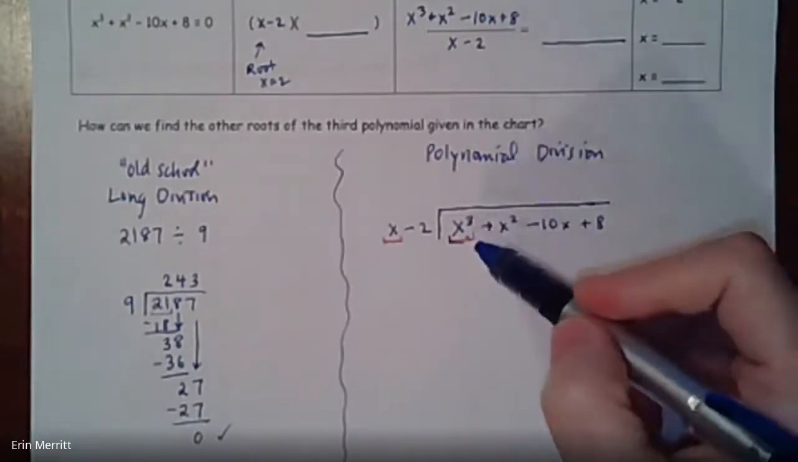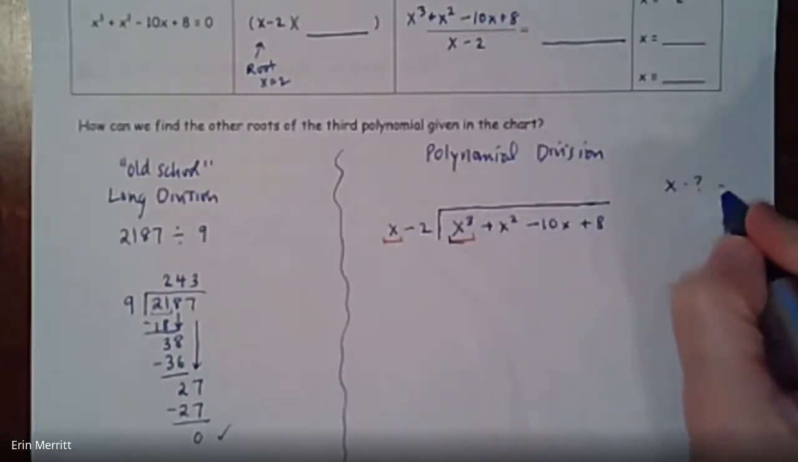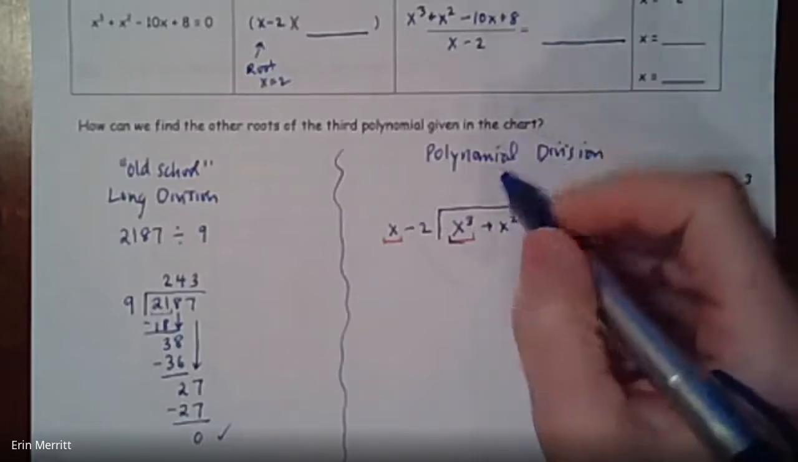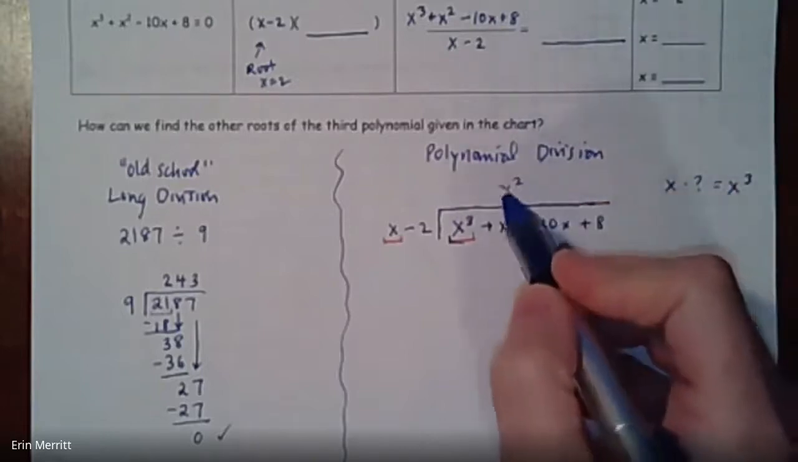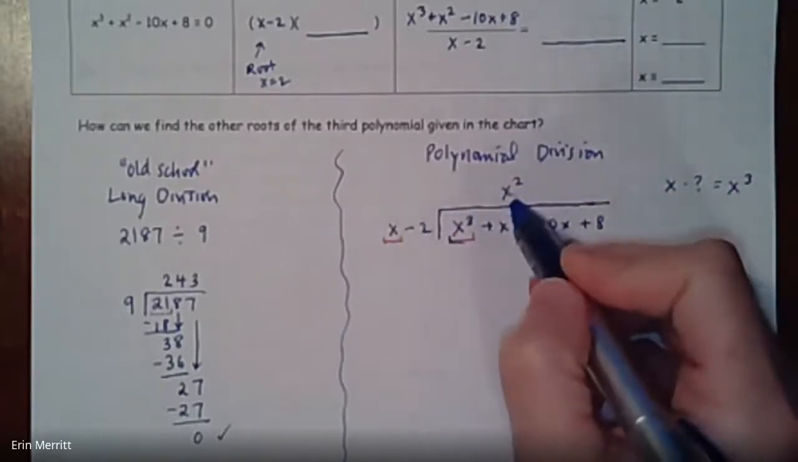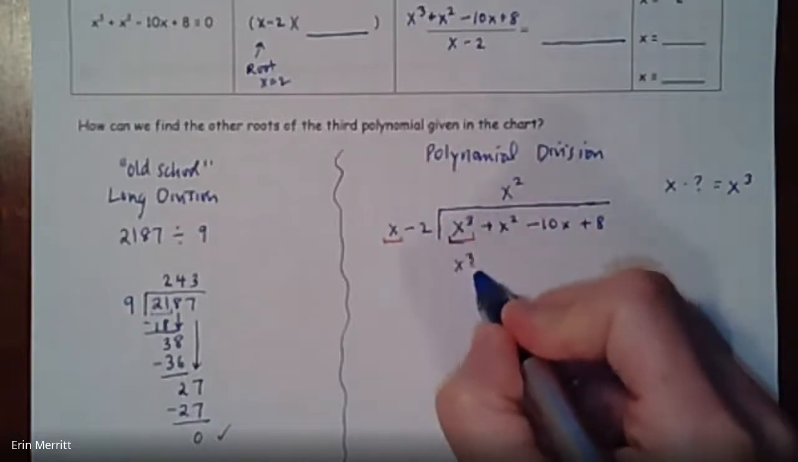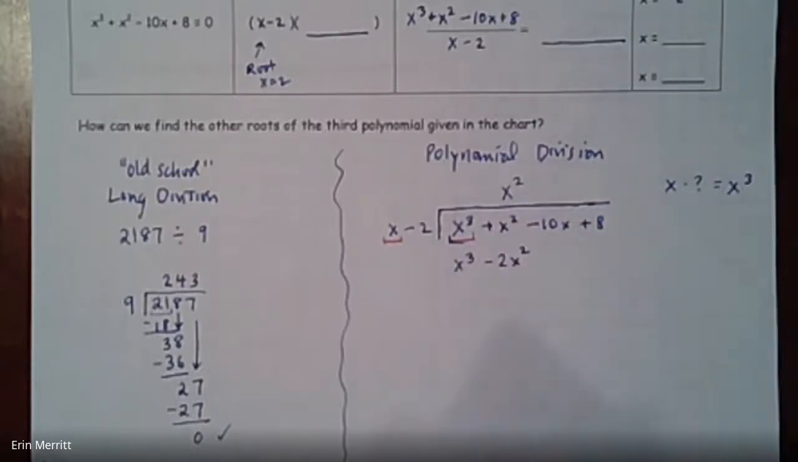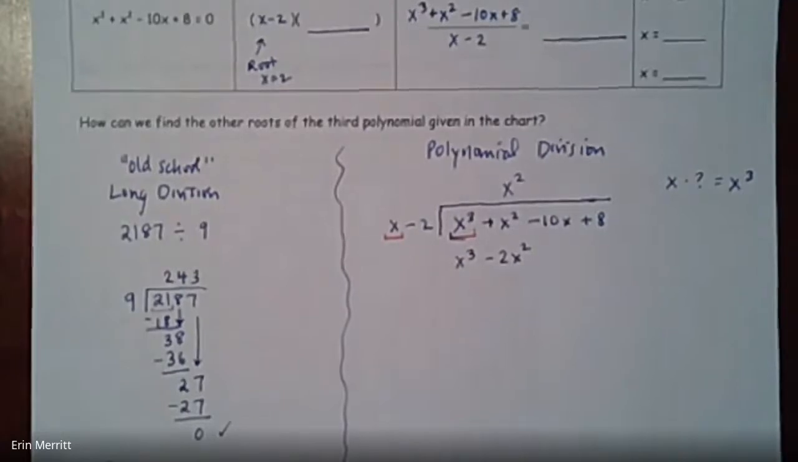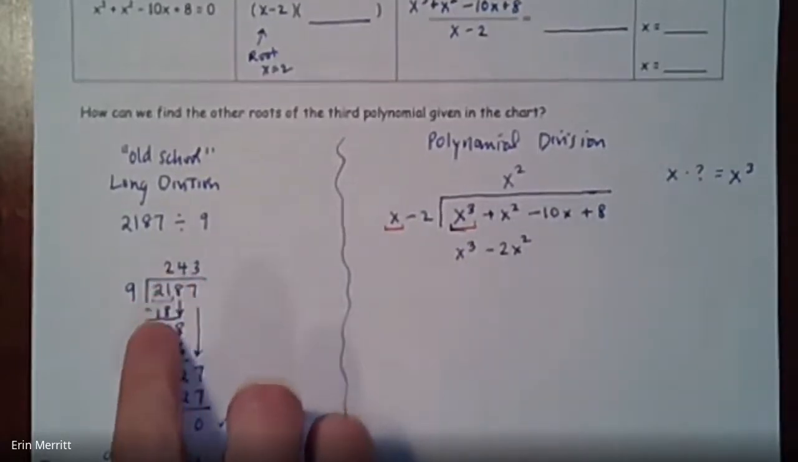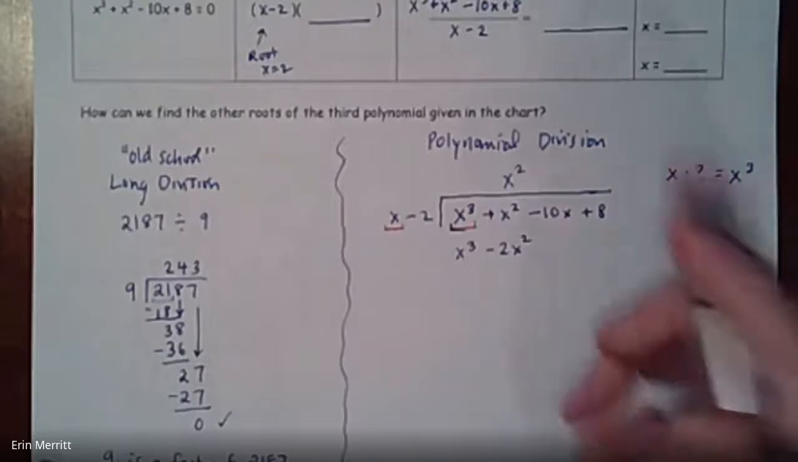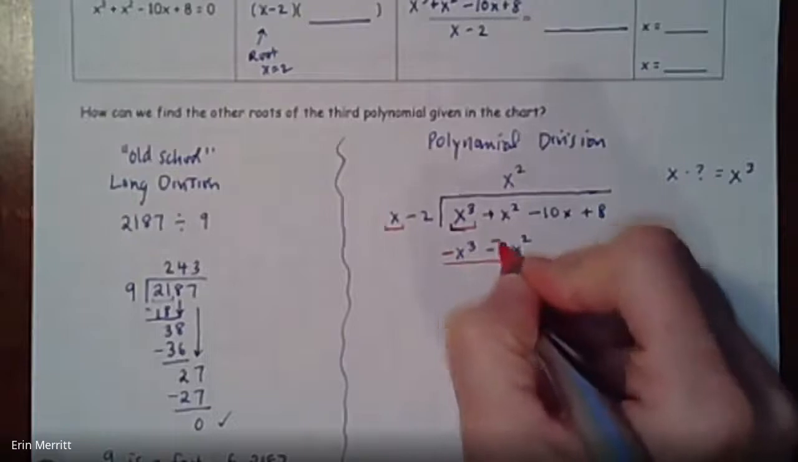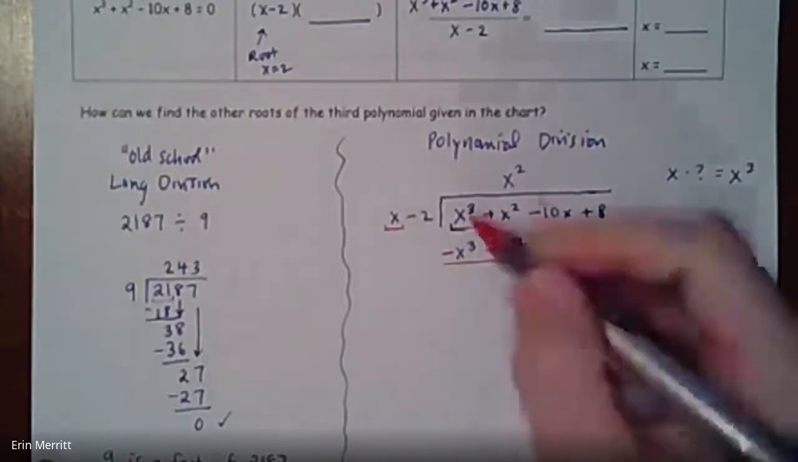All right. How I want to deal with this is x times what would give me x cubed. Well, that would have to be an x squared. So what's going to go up top is an x squared, and then we're going to multiply that through here. So x squared times x will give me x cubed. X squared times -2 would give me minus 2x squared. This is where I wanted you to have the colored pencil. The next step when you're doing division is you're going to subtract it. I have to make sure that I subtract both of these terms. So subtract the x cubed and subtract the 2x squared. These will cancel.